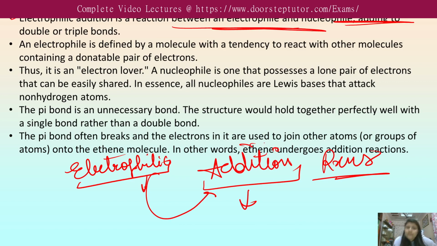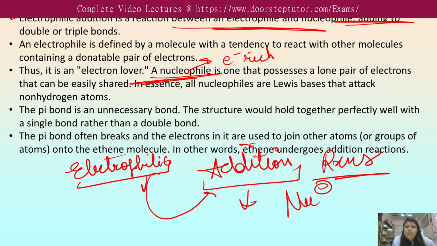An electrophile is a molecule with a tendency to react with other molecules containing a donatable pair of electrons, and thus it is an electron lover. Because it is electron deficient, it wants more and more electrons, so it will react with other molecules. Similarly, a nucleophile is one that possesses a lone pair of electrons because it is electron rich, and the electrophile is electron deficient. So that can be easily shown.